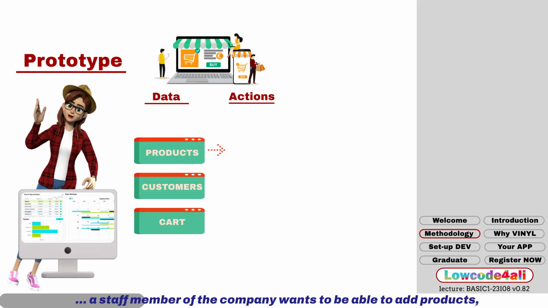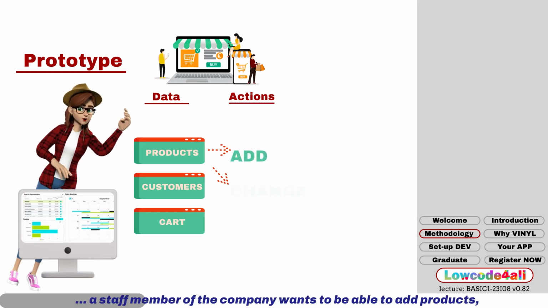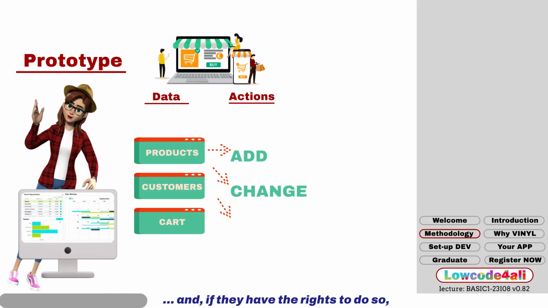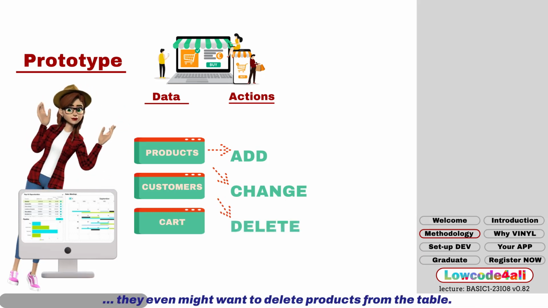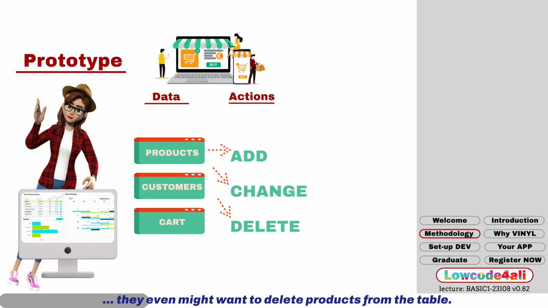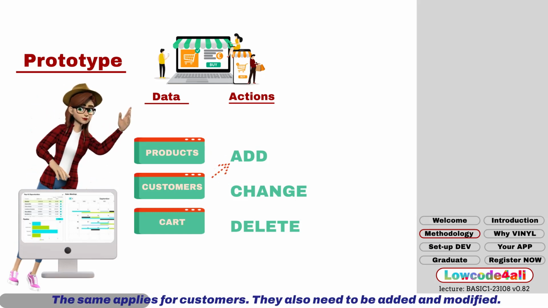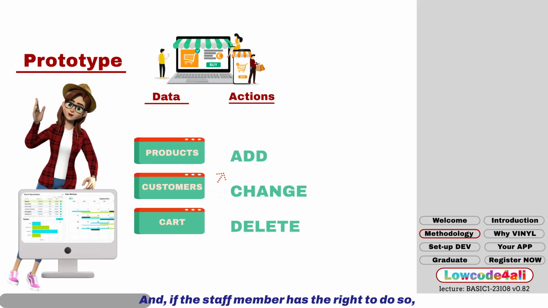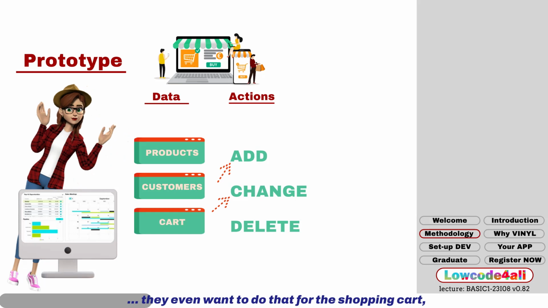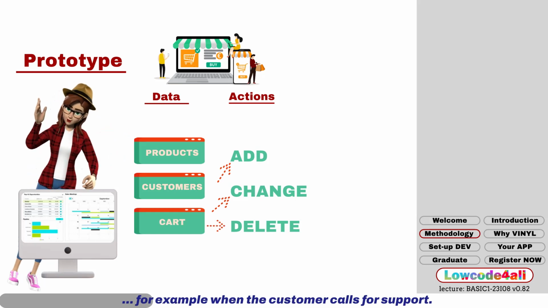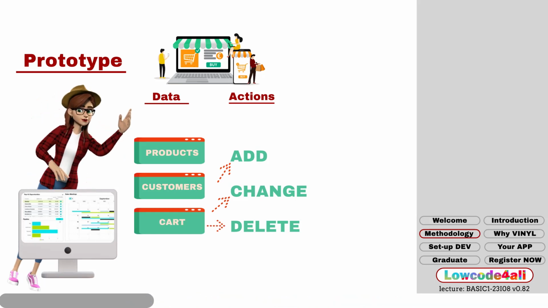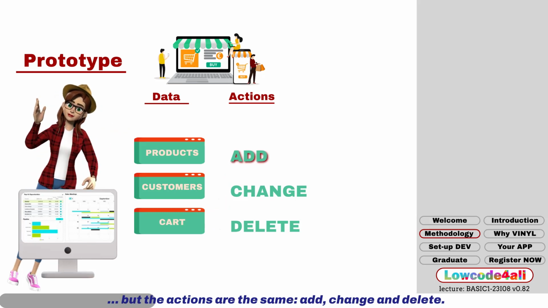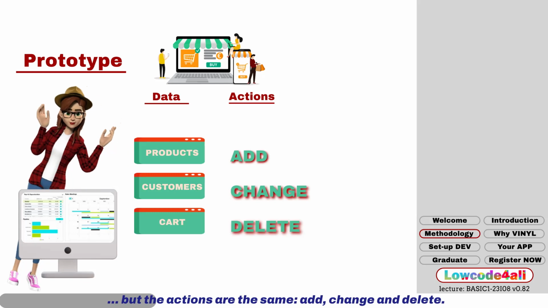A staff member of the company wants to be able to add products, to modify them, for example to change the price, and, if they have the rights to do so, they even might want to delete products from the table. The same applies for customers. They also need to be added and modified. And, if the staff member has the right to do so, they even want to do that for the shopping cart, for example when the customer calls for support. As mentioned, the information is different for each table, but the actions are the same: add, change and delete.